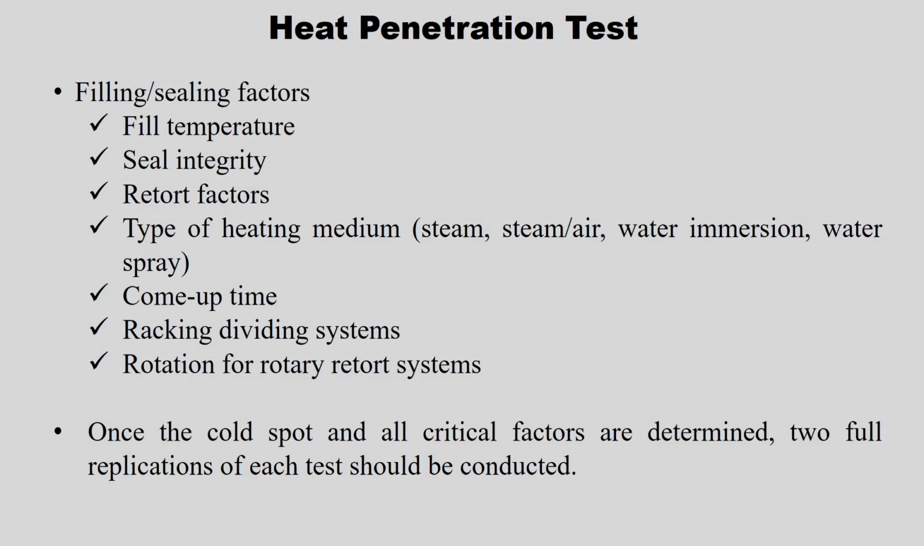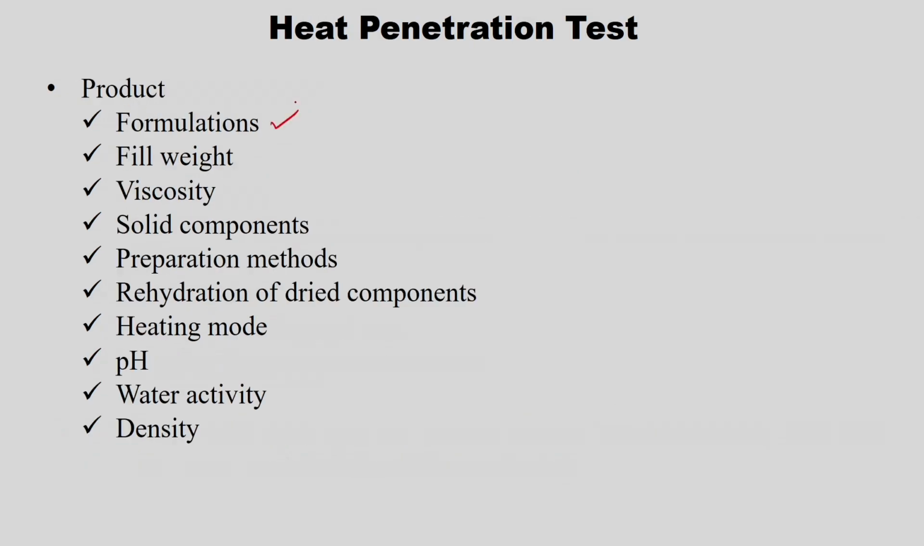And the second one is the product also: the product formulation, the product fill weight and the viscosity of the product, and the solid components present in the product, and the preparation method, how we prepared the product, and any rehydration when I am processing dried components, and the heating mode, whether it is conduction, convection or which mode I am using, and the pH of the product, water activity of the product, and density. So, all are critical factors when we do the heat penetration test, because they obviously affect the temperature distribution from the wall of the container to the food product.